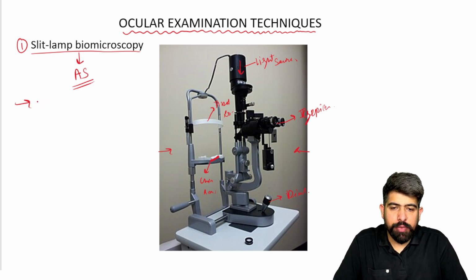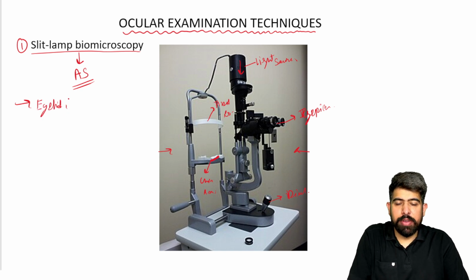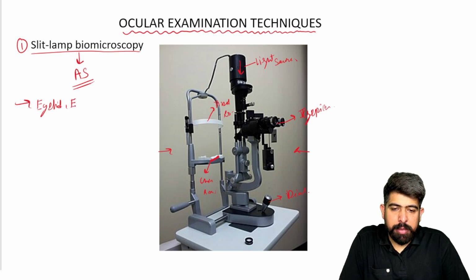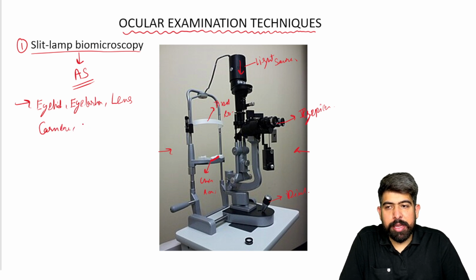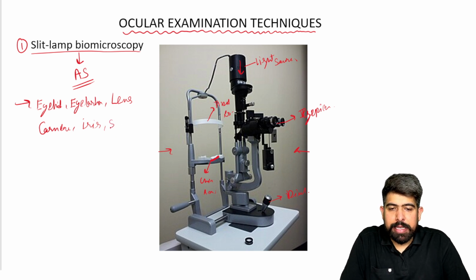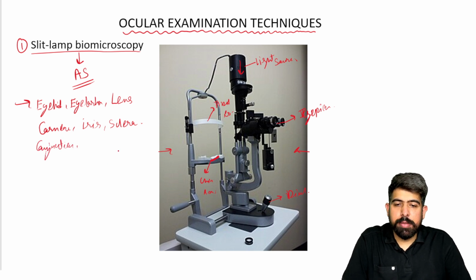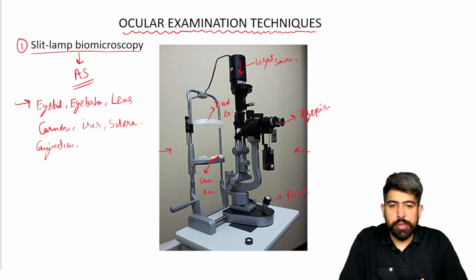Okay, anyone of you? First of all, eyelid. Agree, eyelids will be there. Eyelashes, very good. Then lens, very good. Lens will be visible there. After the lens, there will be the cornea. After the cornea, there will be the iris, very good. Iris can be seen there. What about others? Sclera, conjunctiva. Very good. This is all in your anterior segment, which you can see from it.